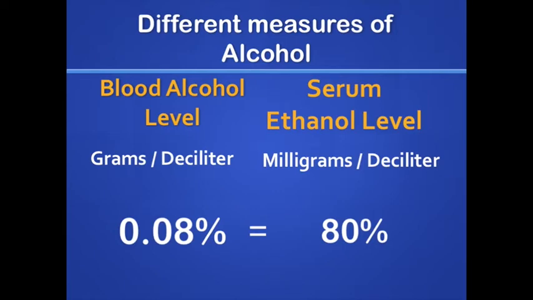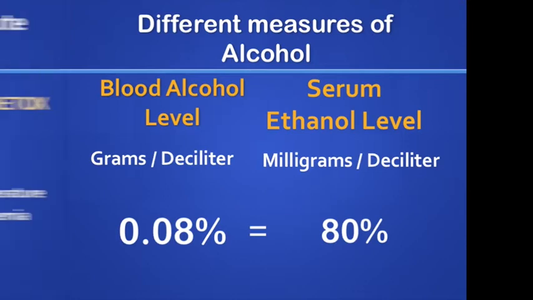Your text uses a different measure called the serum ethanol level instead of the blood alcohol level used in the previous slides. The blood alcohol level is reported in grams per deciliter, and the serum ethanol level shows milligrams per deciliter. Moving the decimal point will convert one number to the other. Therefore, you probably know that the legal blood alcohol limit for driving is 0.08. In the text, that number is 80.